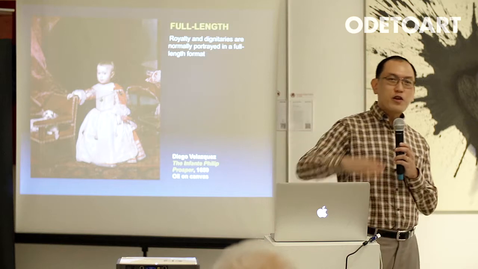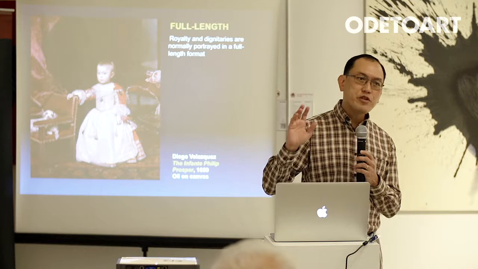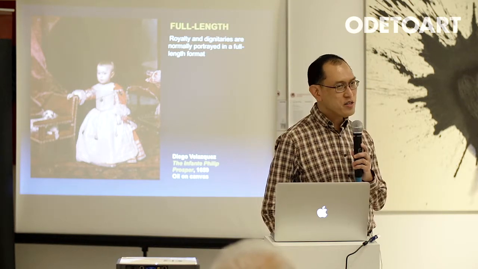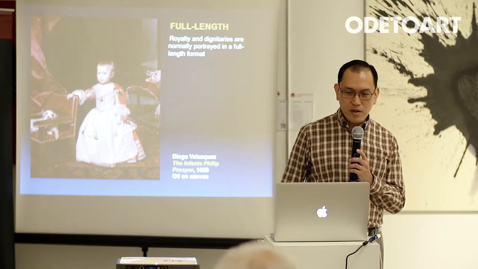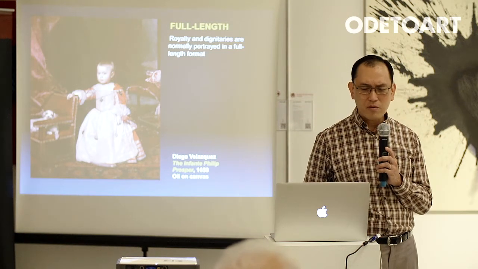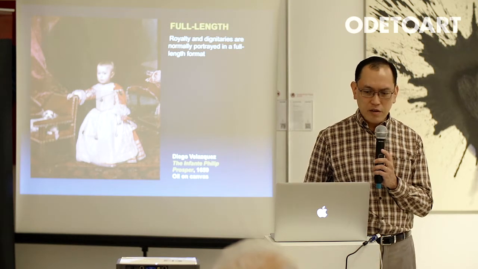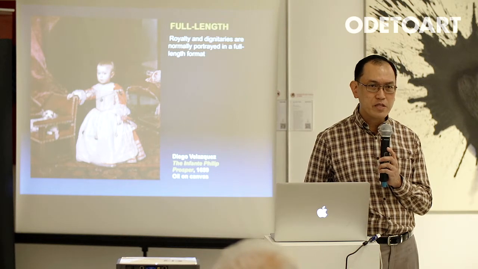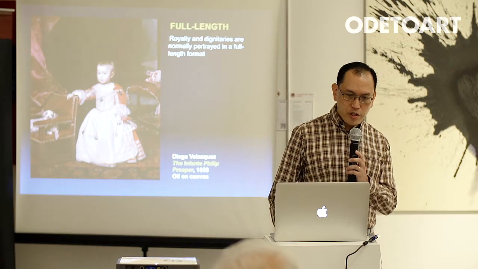This is full length. Now, to note that full length portraits are normally only reserved for royalty. And this is a portrait of Philip Prosper, who was the son of, I believe it's Philip II, if I'm not mistaken. Diego Velázquez was a court painter to Philip II, and he was commissioned to do this portrait.